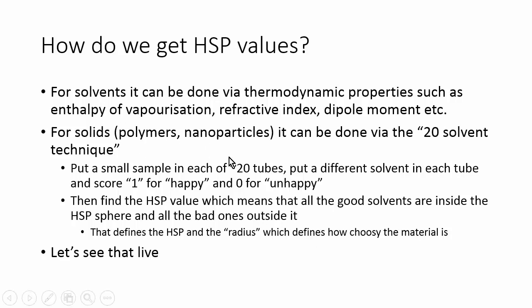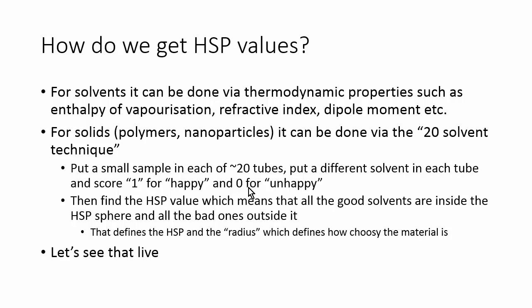Briefly, for solvents, it can be done via thermodynamics. If you have the enthalpy of vaporization, refractive index, dipole moment, you can calculate these values quite well. For solids, for polymers and nanoparticles, there's a standard technique, I loosely call it the 20 solvent technique. You get 20 test tubes, you put a small amount of the polymer or whatever into the bottom of the tube, and then put a different solvent in each tube, shake it, leave it for a while, and then score 1 if the material is happy in the solvent and 0 if the material is unhappy.